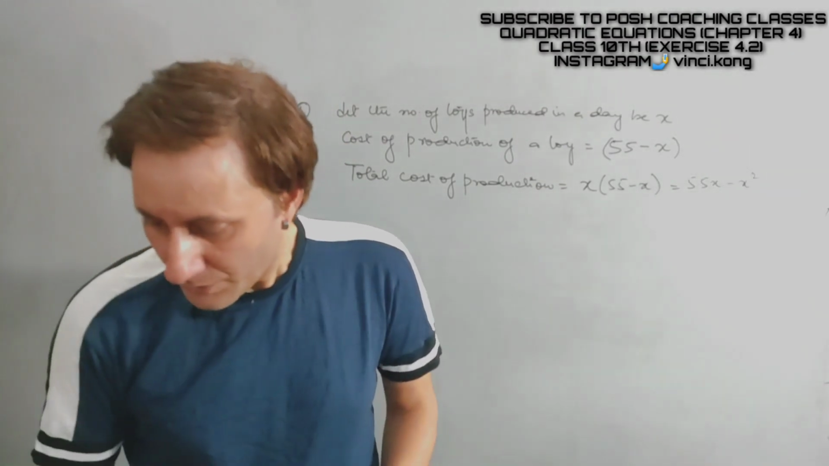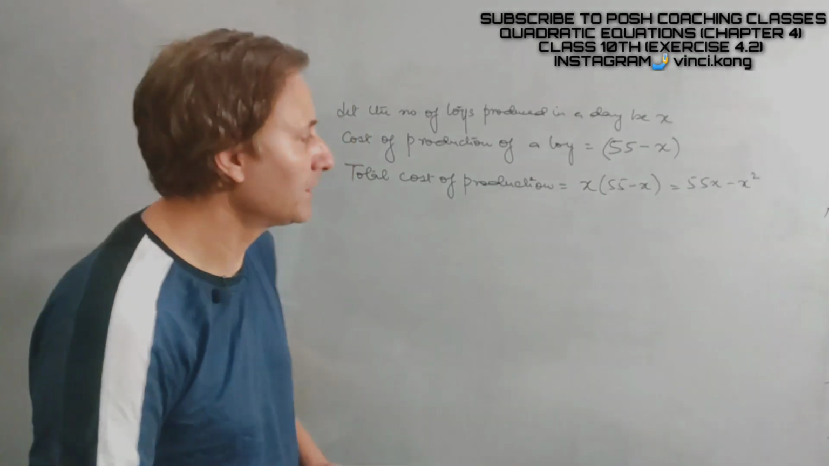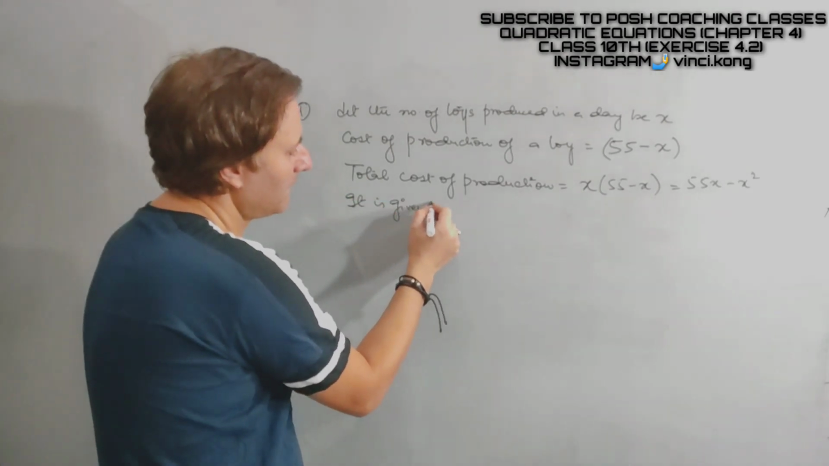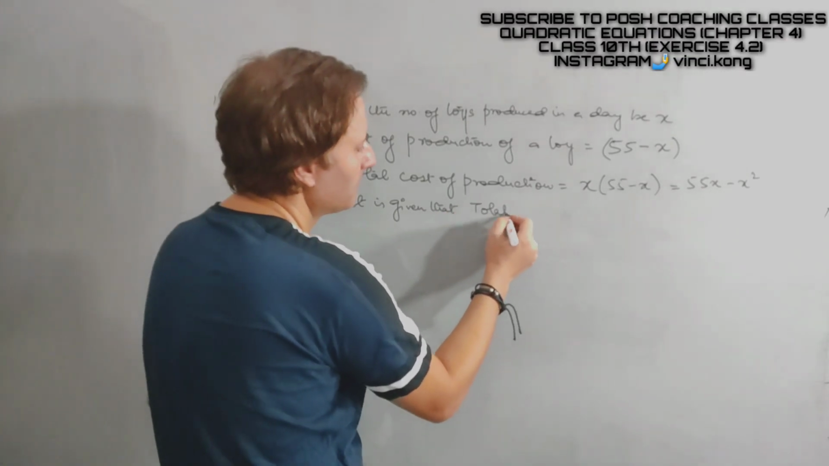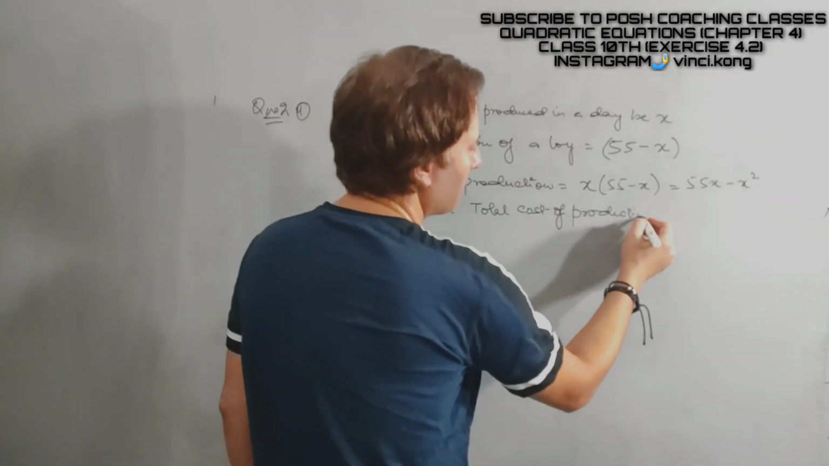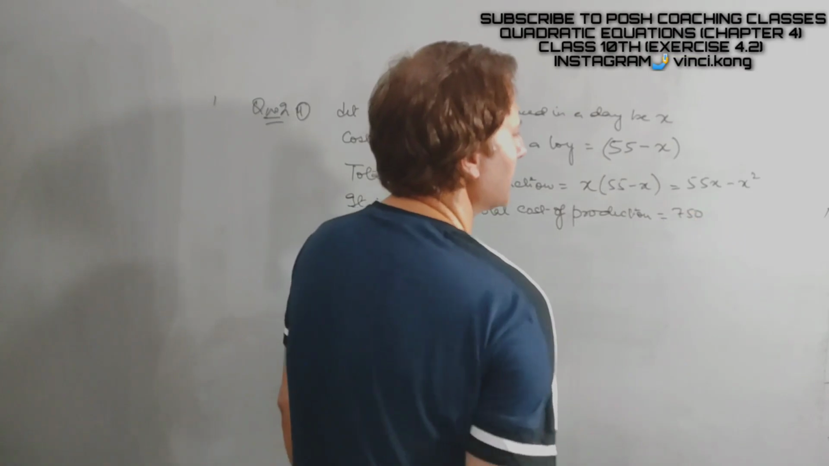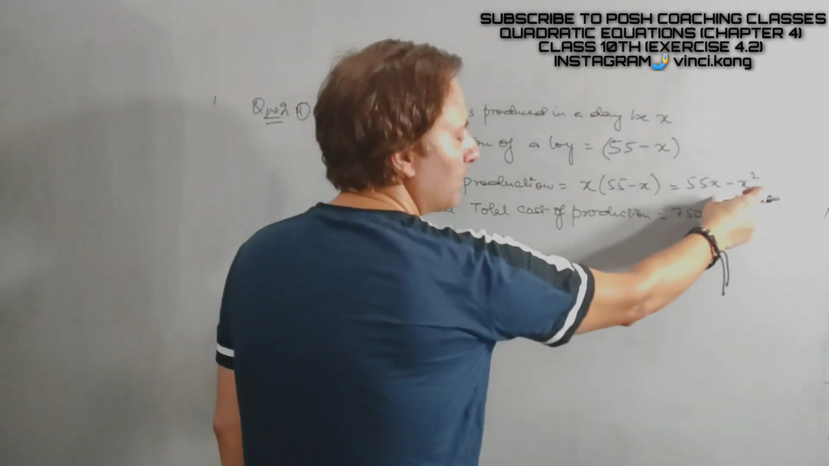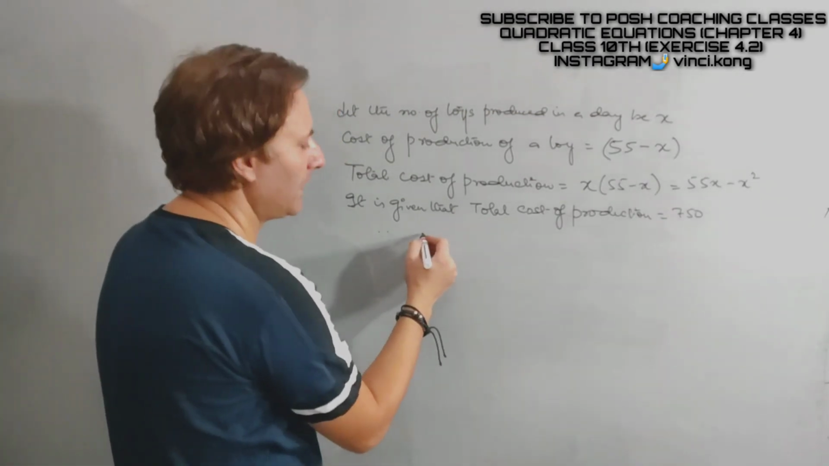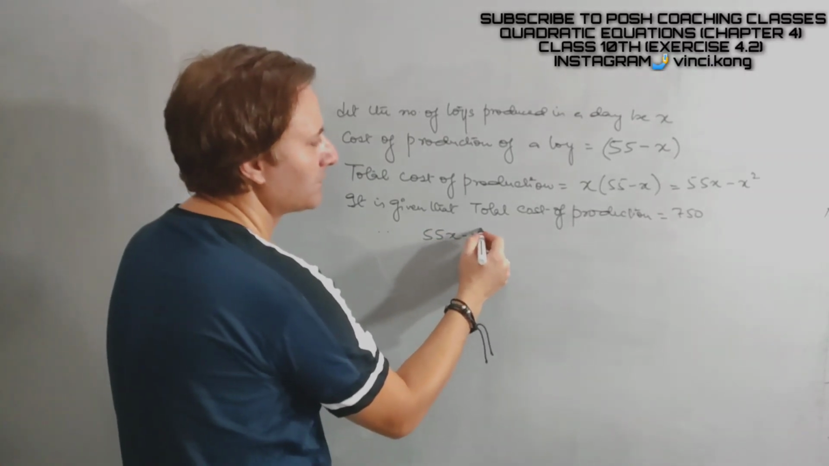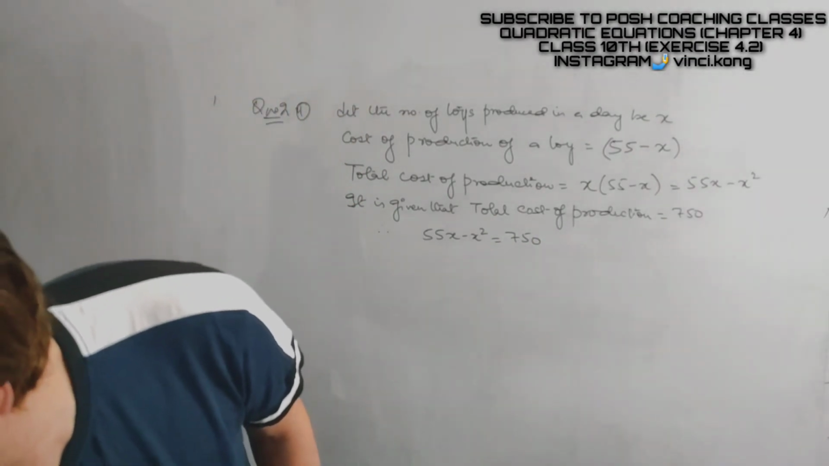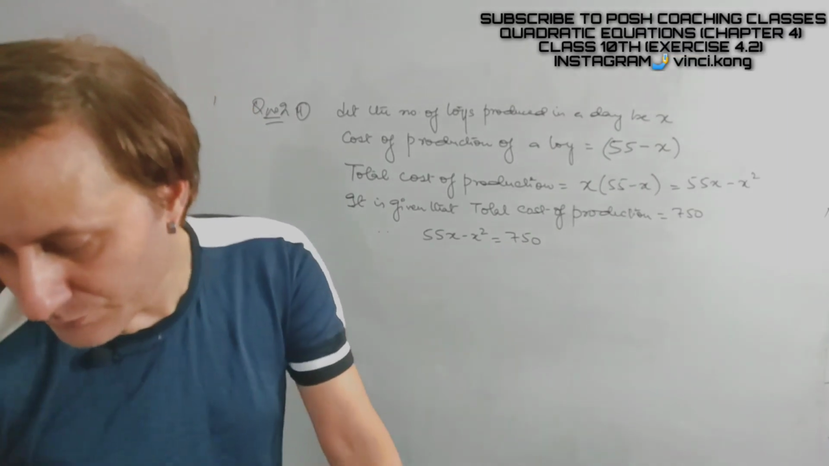It says the total cost of production was 750. It is given that the total cost of production is 750. So we have total cost of production in the equation and the actual number as well. So let's equate them. Therefore, we have 55x minus x squared is equal to 750. Anything else it says? No, it says we need to find the number of toys produced in a day. Okay, so number of toys produced in a day.